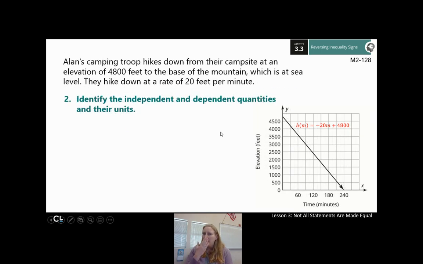Ooh, and I may have accidentally already helped you a little bit with this one with number 2. I would like you to identify the independent and dependent quantities and their units. So what's the independent quantity's units? What's the dependent quantity's units? Go ahead and hit pause, jot it down, and then hit play when you're ready to check your work.